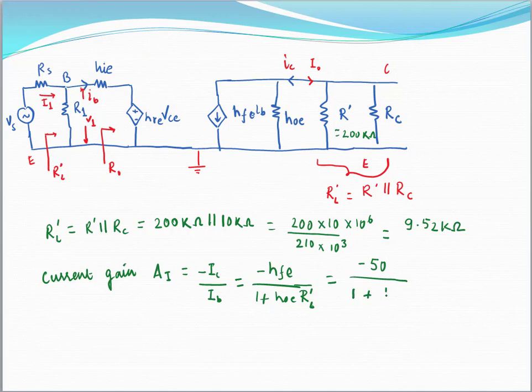One plus 1 by 40. RLS is also in kilo ohm, so 9.52. And if you will solve it, you will get it around minus of this 40 50. My calculator says it is coming around 40.3 current gain.